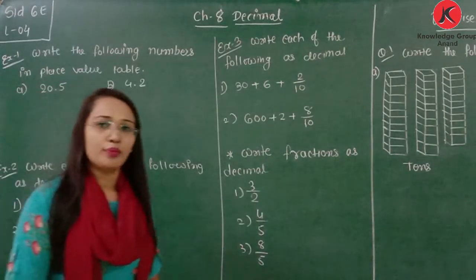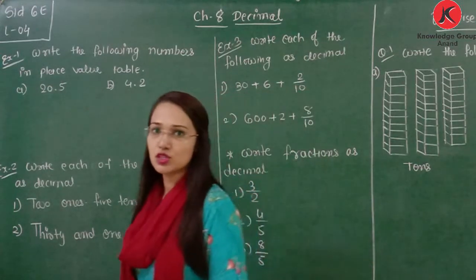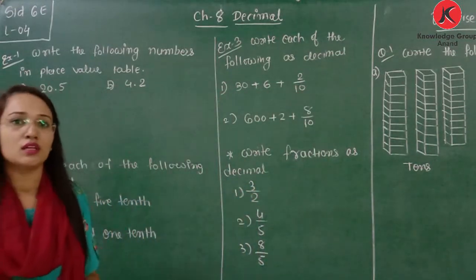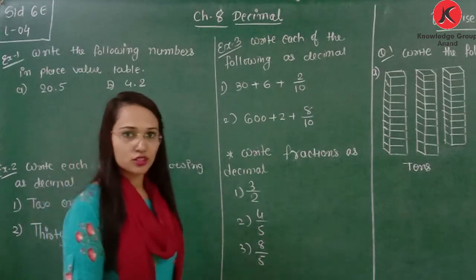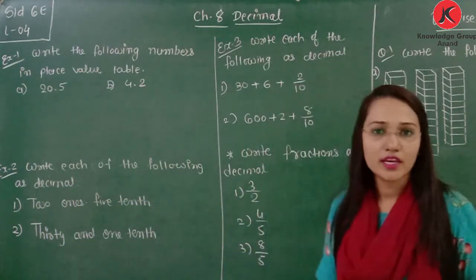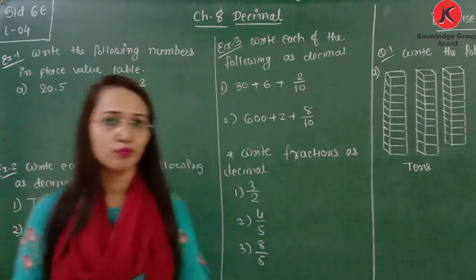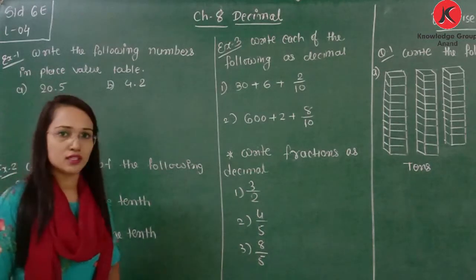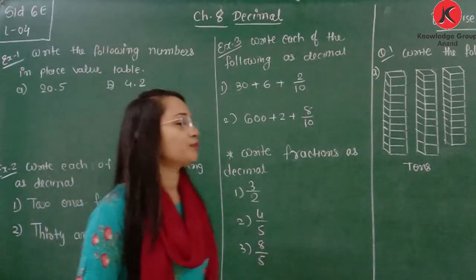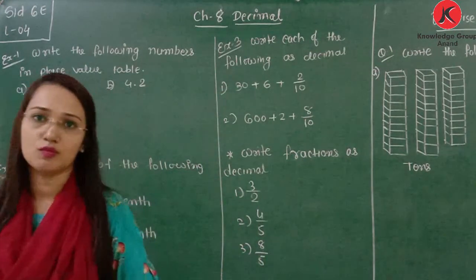Friends, previously we started chapter number 8, that is decimals, and we saw how to represent a decimal as a fraction and a fraction as a decimal. Also we learned the expanded form and number name for decimal numbers. So I hope you are clear with that concept. Today we will start some examples that are given in your textbook and exercise 8.1.